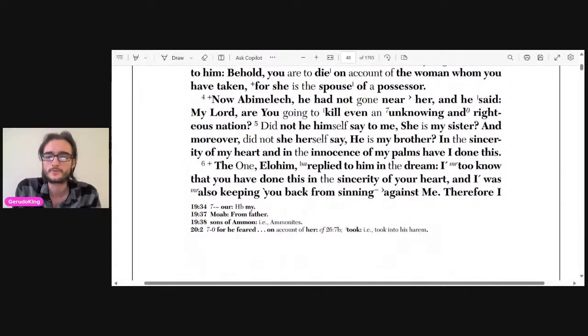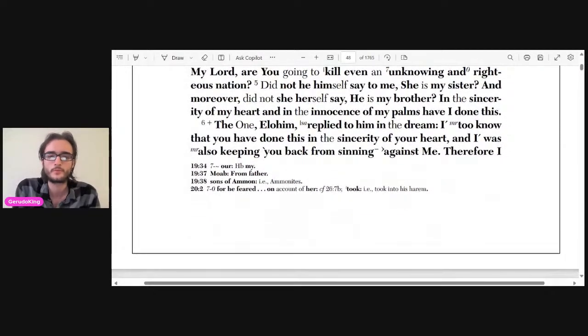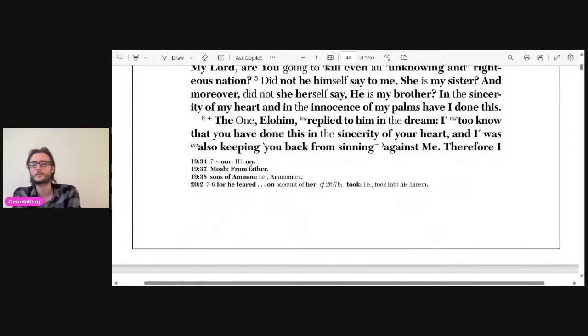Did not he himself say to me, 'She is my sister'? And moreover, did not she herself say, 'He is my brother'? In the sincerity of my heart and in the innocence of my palms have I done this."